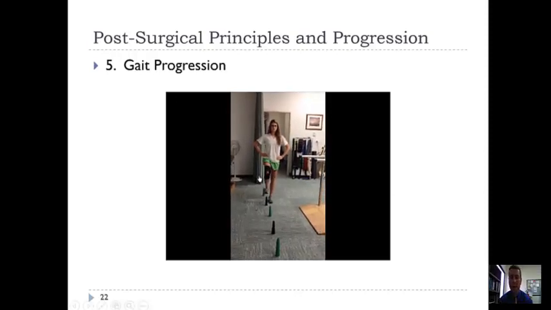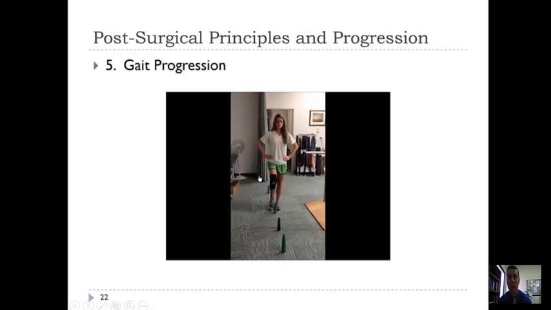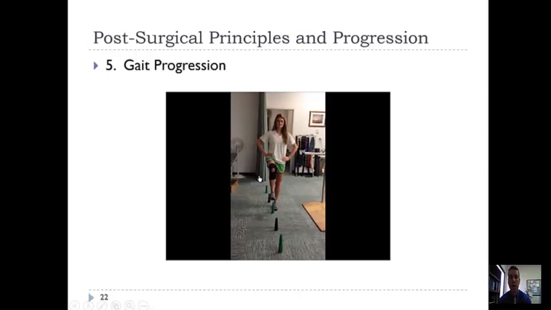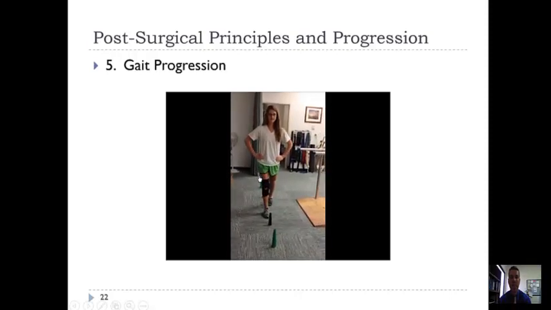We're weaning them off the crutches first, then we wean them off the brace, and then usually after a couple weeks we're going to start working on regular gait. So stepping over cones is a great way to really force that leg to weight bear and try to normalize the gait. Good, slightly flexed knee. Gait cycle: slightly flexed as you pull through.